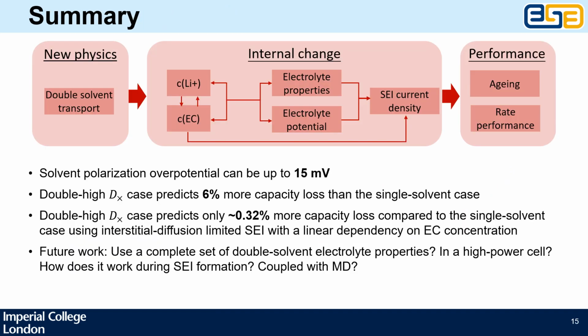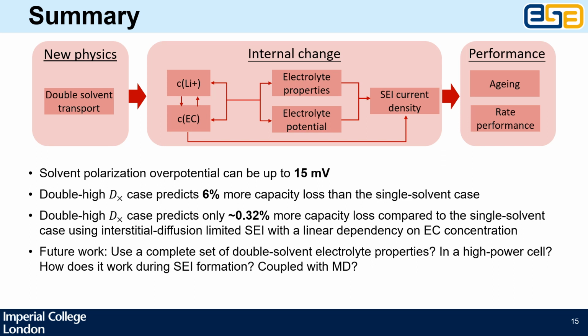Now I want to make a summary on my work. I have added a little bit more physics compared to the classical DFN model, which is the double solvent transport. With that, I can capture not just the lithium-ion concentration, but also the EC concentration profile, which affect the electrolyte properties and polarization overpotential, and also the SEI current density. And all these changes ultimately make a difference on the aging and rate performance of the cells.